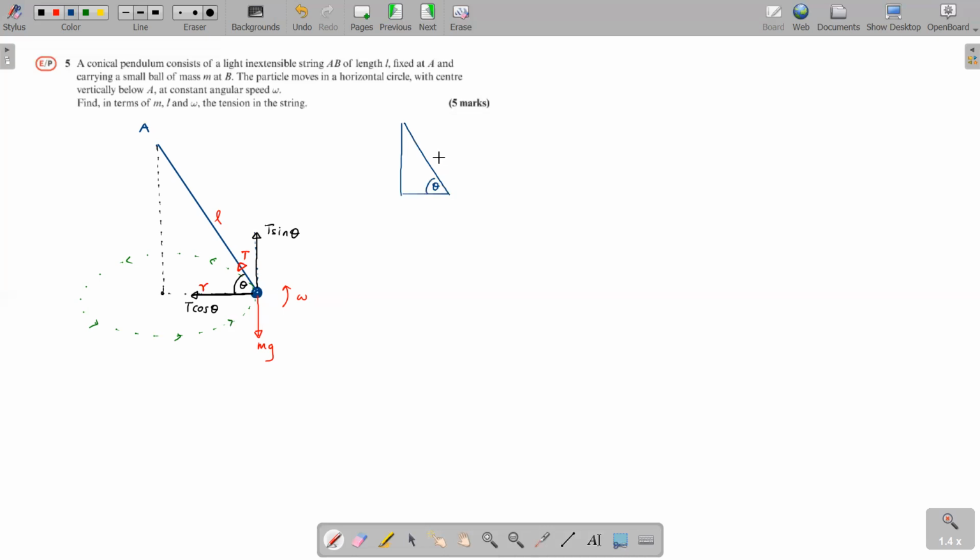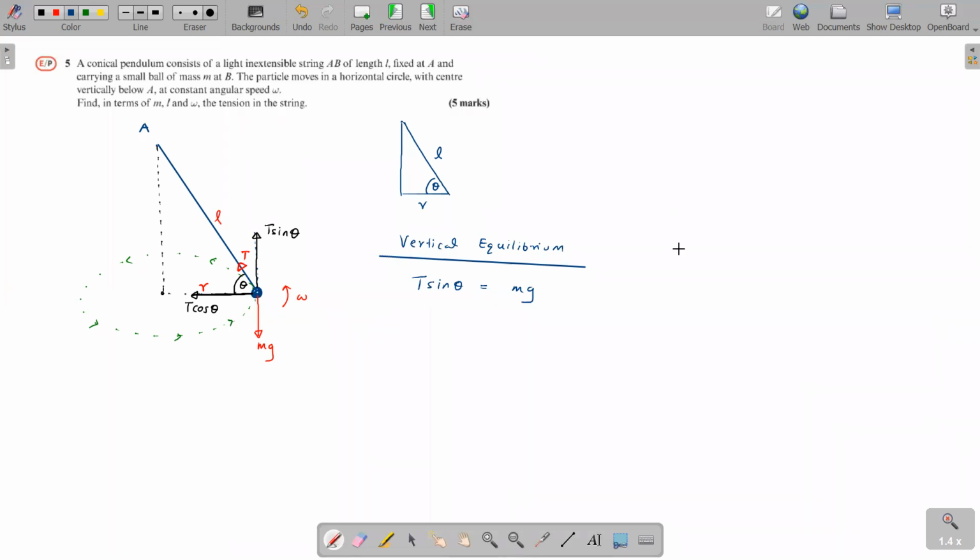If this is theta and this is L and this is R, I need an equation. Let's just keep this in mind at the moment. So this is the length and this is the R. Let's go for the equation. First one, vertical equilibrium. When I consider vertical equilibrium, it's T sine theta that is equal to mg.